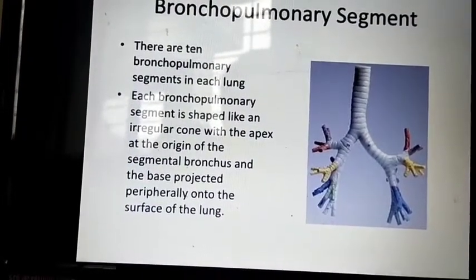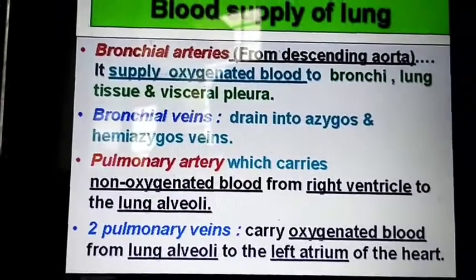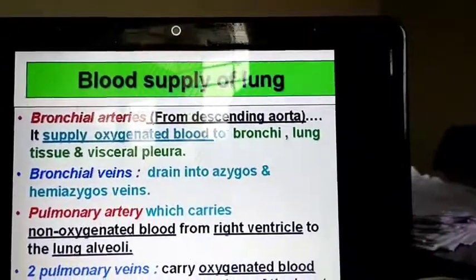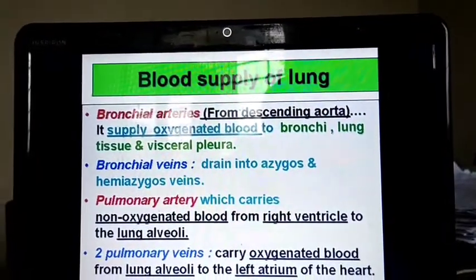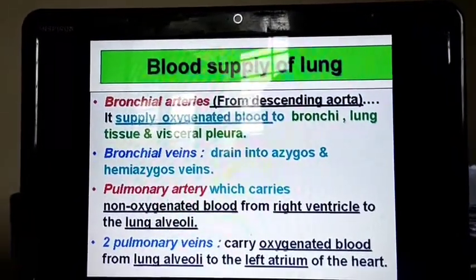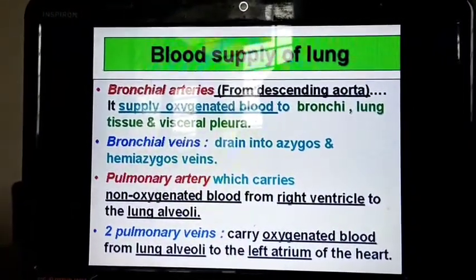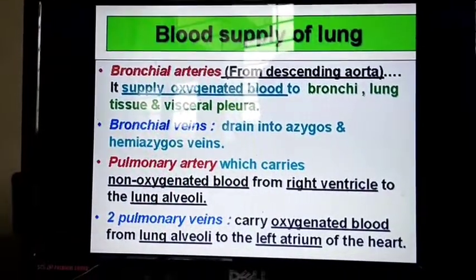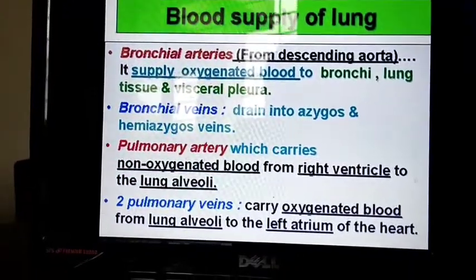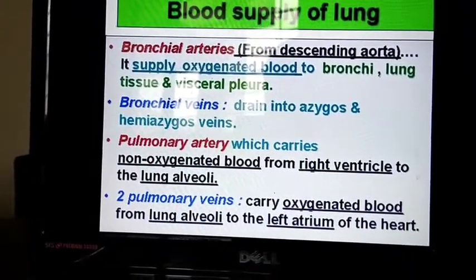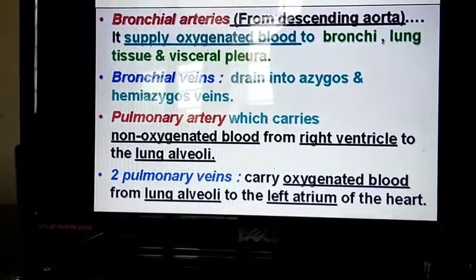Okay, I already explained the bronchopulmonary segment. Then blood supply of the lung. The blood supply of the lung is by the bronchial arteries from the descending aorta. It supplies oxygenated blood to the bronchi, lung tissues and visceral pleura. The bronchial vein drains into the azygos and hemiazygos vein. Then the pulmonary artery carries non-oxygenated blood from the right ventricle to the lung alveoli, and two pulmonary veins carry oxygenated blood from the lung alveoli to the left atrium of the heart.